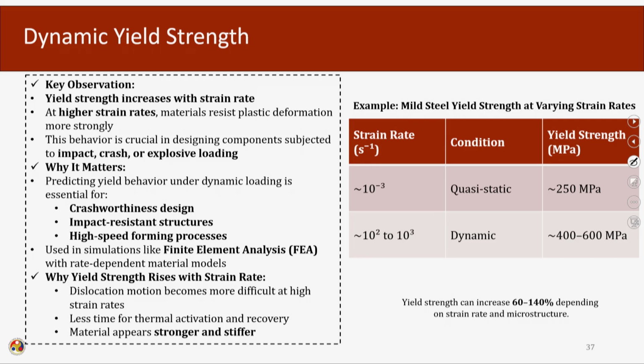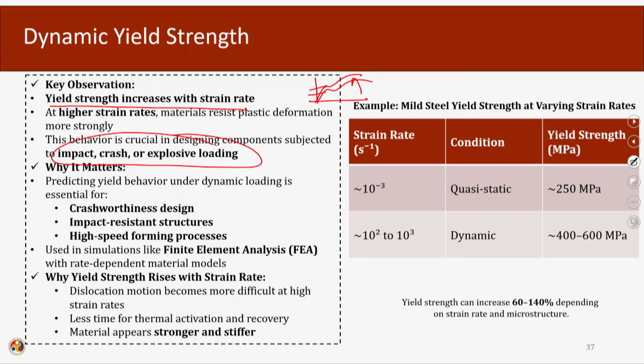So, observations of the dynamic yield strength. Some of the factors we will be looking into and how it varies. Yield strength increases with the strain rate. So, that we have seen. As the strain rate increases, the yield strength is going to increase. At higher strain rate, the material resists plastic deformation more strongly. This behavior is crucial in designing components subjected to impact, crash, or explosive loading.